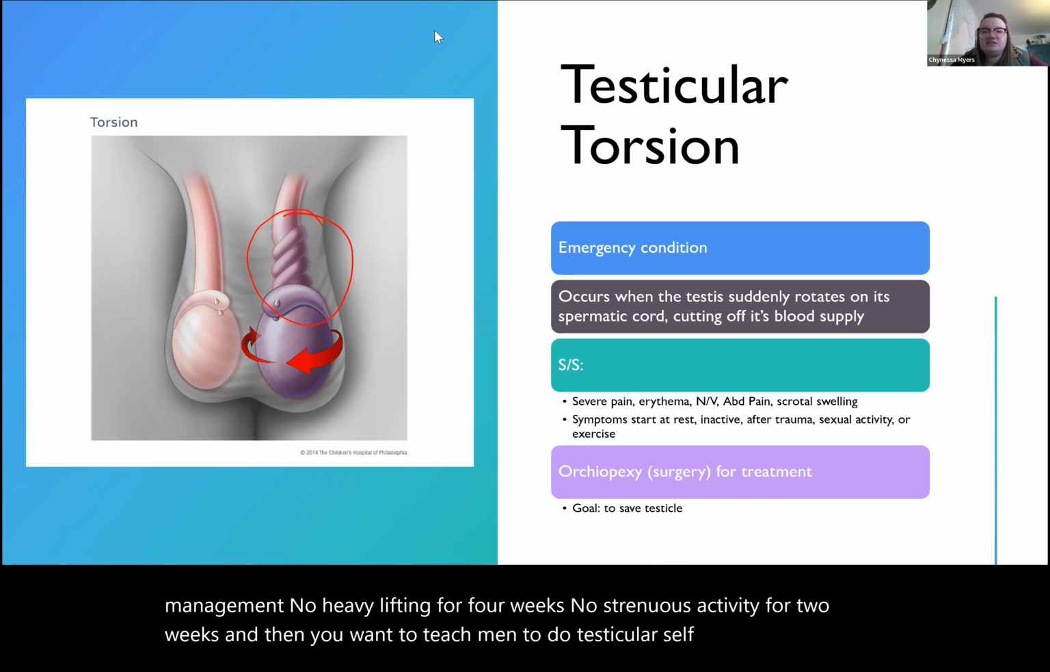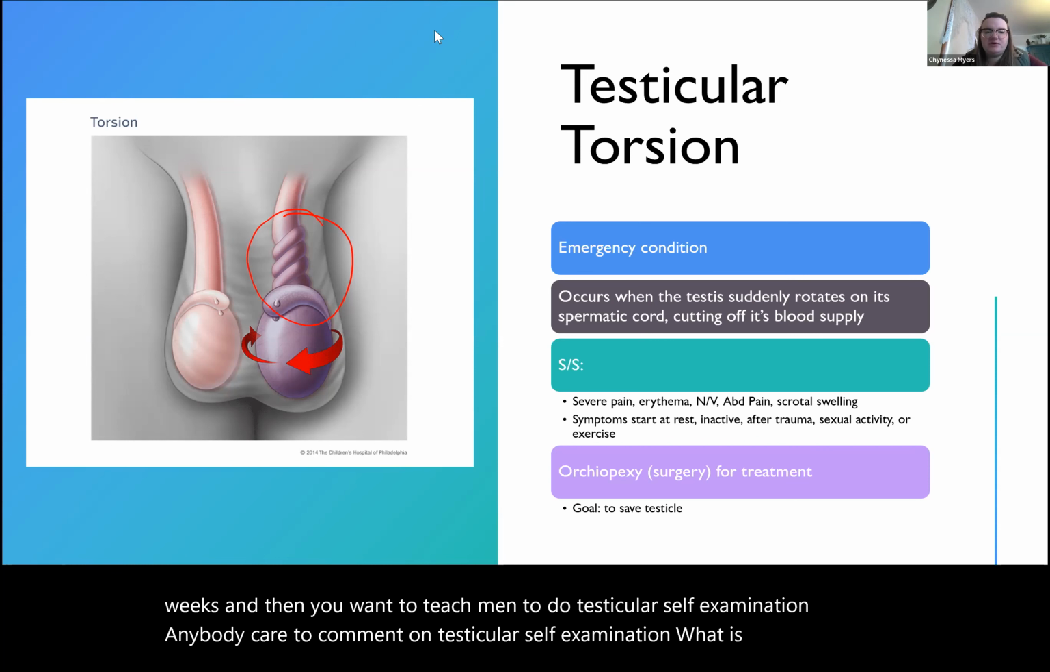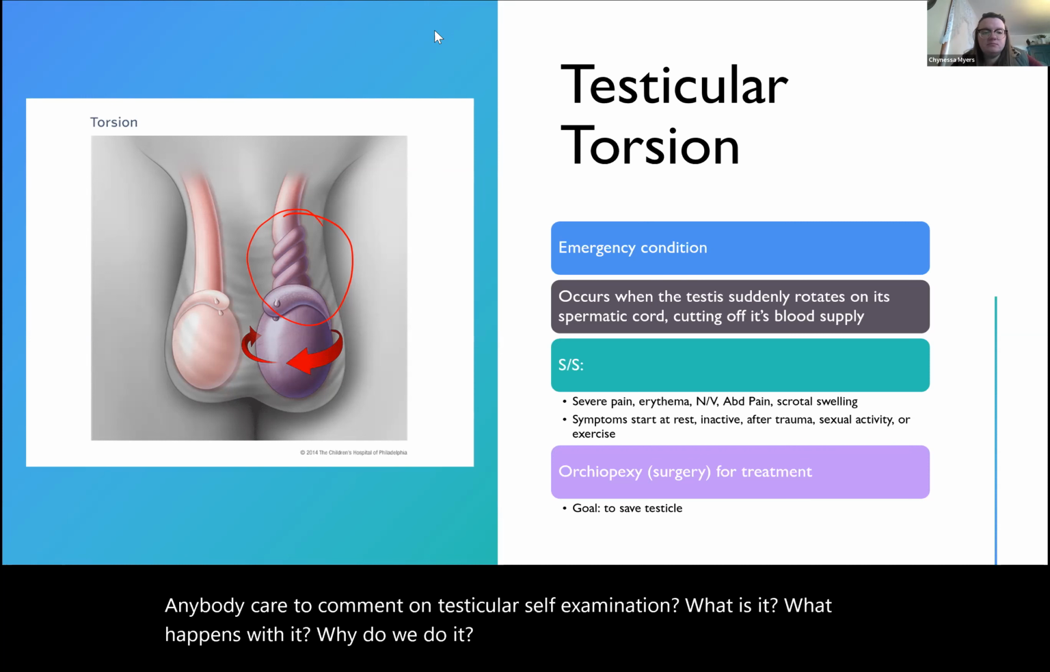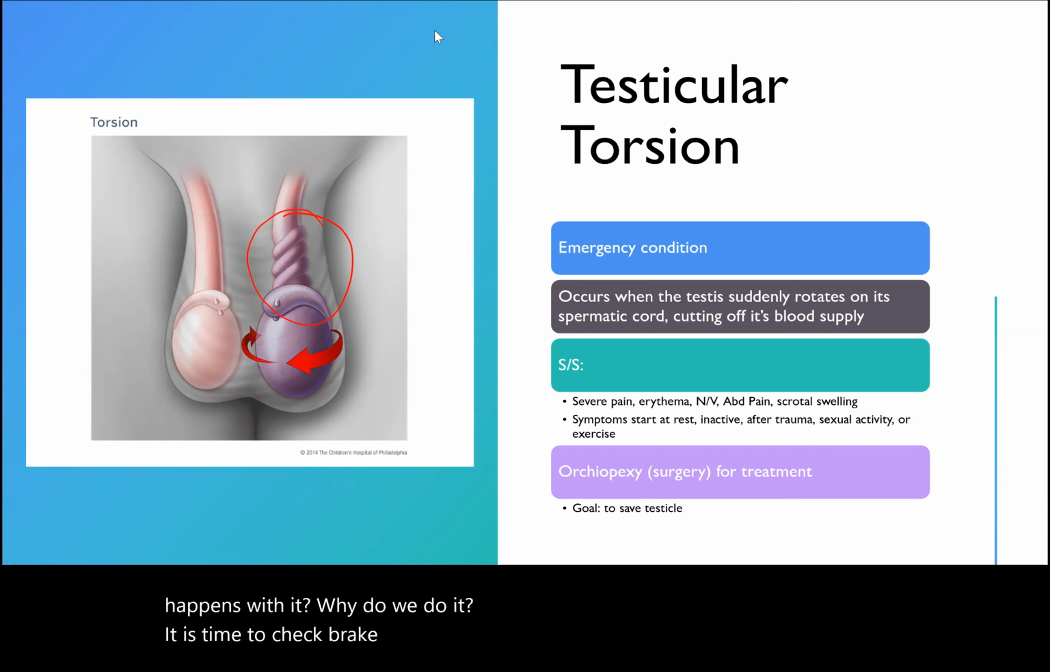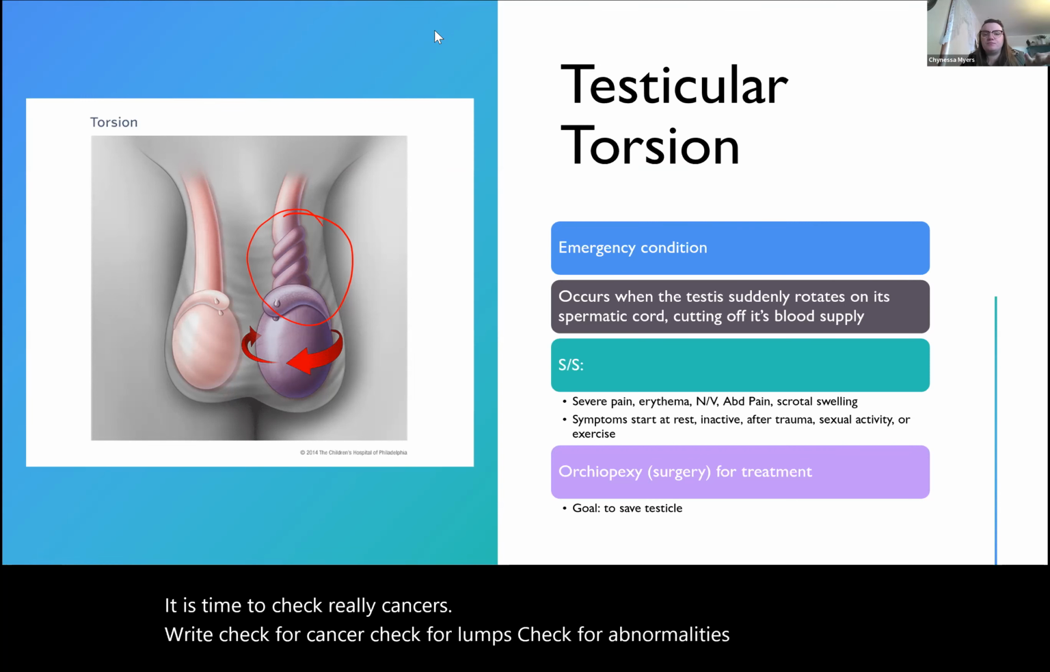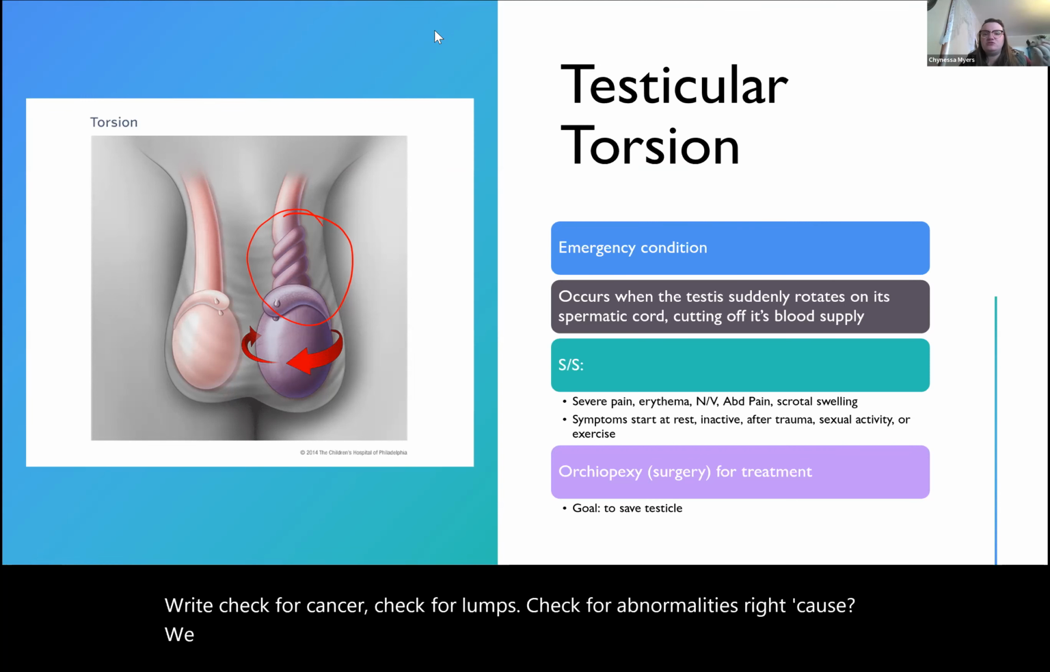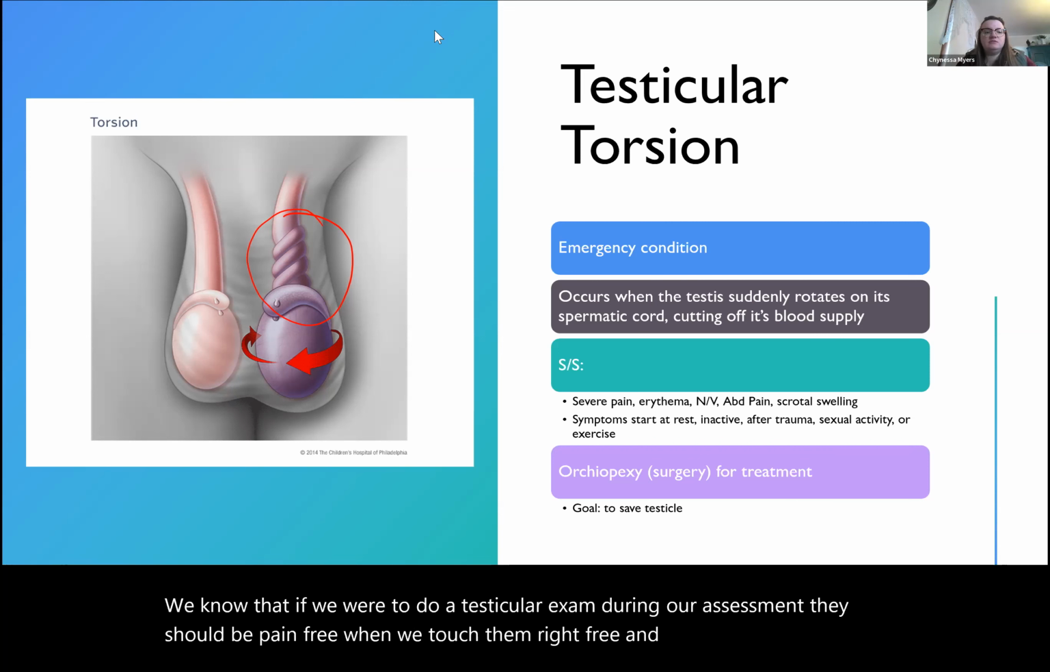Anybody care to comment on testicular self-examination? What is it? What happens with it? Why do we do it? It is done to check for any cancers within the sac or beside the testicles of the male. Right. Check for cancers, check for lumps, check for abnormalities. Right. Because we know that if we were to do a testicular exam during our assessment, they should be pain-free when we touch them, right? Free and movable. Okay. No issues.